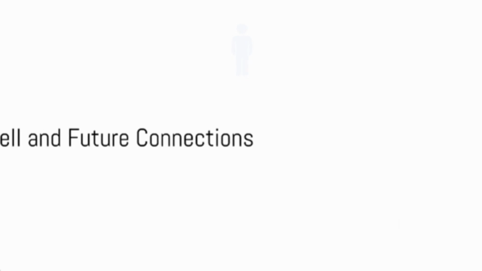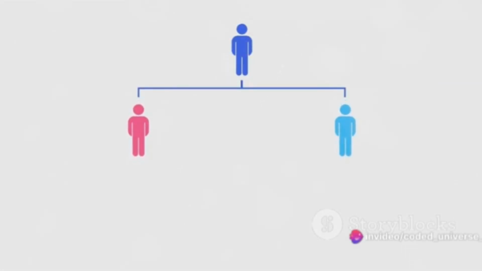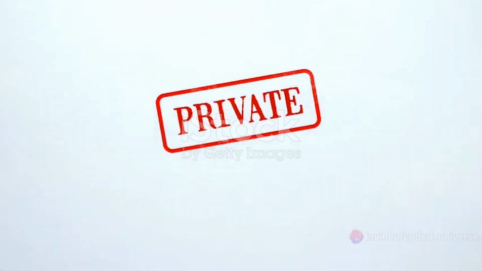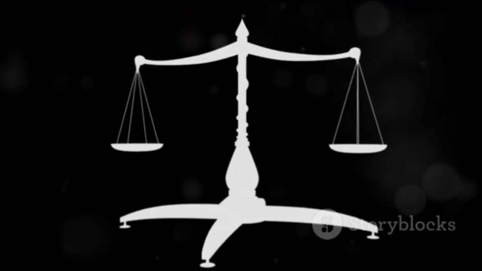Well, that's a wrap on public and private inheritance. We've journeyed through the open book of public inheritance and discovered its ups and downs. We've unearthed the hidden gem of private inheritance, unlocking its potentials and limitations. Remember, it's all about balancing transparency and privacy, accessibility and security.